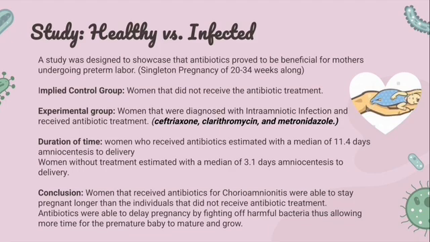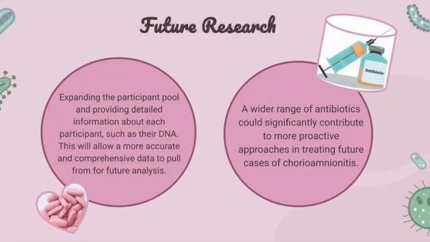In conclusion, women that received antibiotics for chorioamnionitis were able to stay pregnant longer than the individuals that did not receive any treatment. Antibiotics were able to delay pregnancy by fighting off harmful bacteria, thus allowing more time for premature babies to grow. For future research purposes, a wider range of antibiotics could significantly contribute to a more proactive approach in treating future cases of this type of infection. Expanding the participant pool and providing detailed information about each participant, such as their DNA, will allow for more accurate and comprehensive data to be pulled for future analysis.